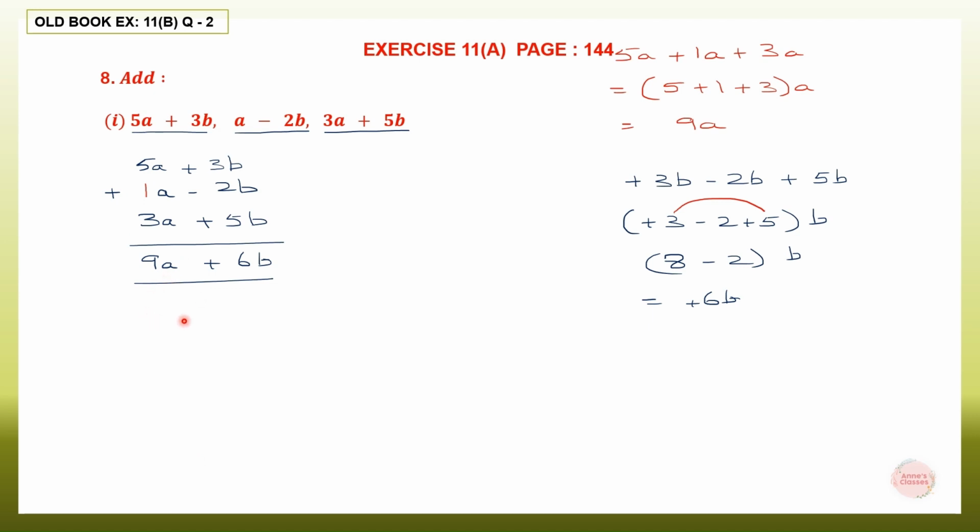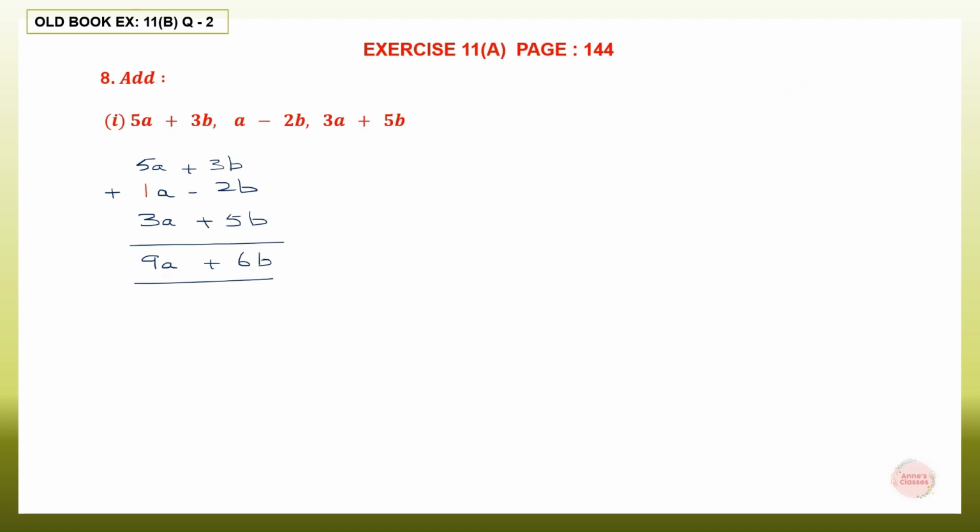Now I will show you how to do the row method. So in the row method, we put all the expressions in a single row. So we have 5a plus 3b plus a minus 2b plus 3a plus 5b. So we put it in a row like this and then we group all the like terms together. So let's take all the a's. So we have 5a. So here we have 5a and then we have another plus a and plus 3a. So let's write all the a's together. So plus a plus 3a.